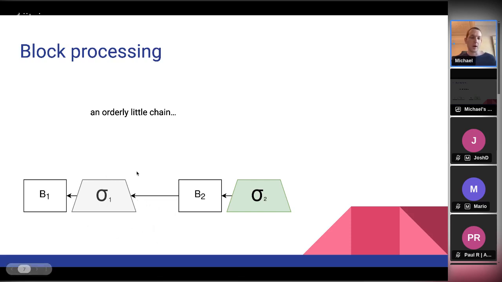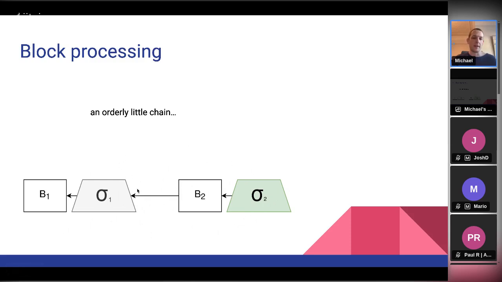Maybe we had sigma 1 in memory, so green is in memory. We apply the block, and then we have the new sigma 2, and we take the existing state, we mutate it when we apply block 2, and then we get a new state, sigma 2, which does mean that sigma 1 is no longer held in memory, because it has been mutated into sigma 2, right? So this is how Lighthouse used to work before 2024.